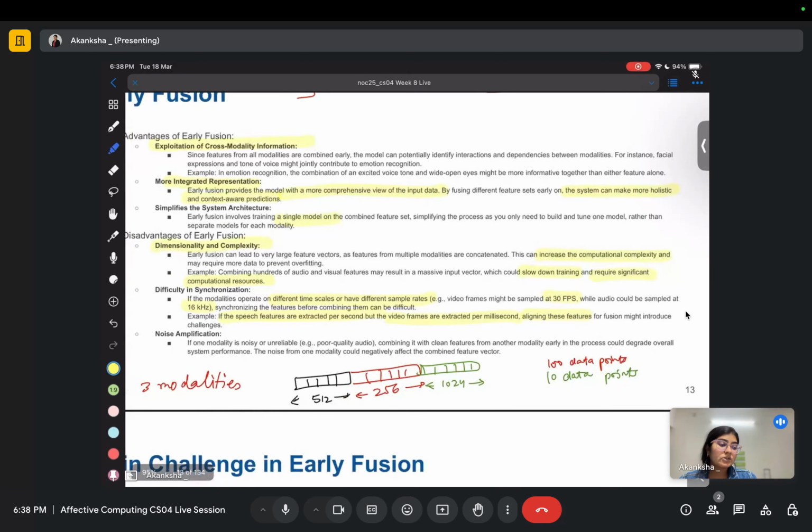Also, the noise amplification is there. So what exactly is noise amplification? That means if one modality is noisy or redundant or unreliable, let's say poor quality audio. My audio was not that clear, and my EEG signals were very clear. Now, by combining the information, I have downgraded the quality that the EEG signal alone would provide me. So combining it with the clean features from another modality early in the process could degrade overall performance. The noise from one modality could negatively affect the combined feature vector.